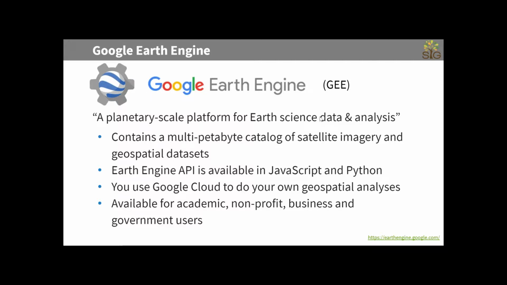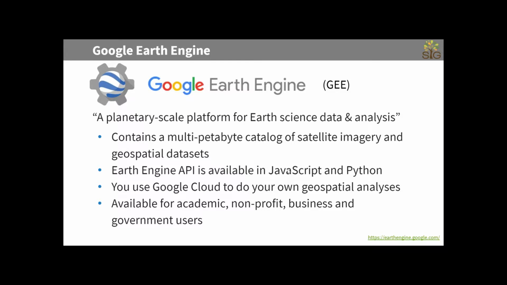So I don't need to explain in depth, but Google Earth Engine is what they call a planetary scale platform for Earth science and data analysis. It's a huge deal for geospatial analysis, because it contains a multi-petabyte catalog of satellite imagery and geospatial datasets. So every satellite imagery you can think of, like Landsat, Sentinel, climate data, everything is already stored in Google's servers. So we don't need to download anything, right? Everything is in Google's cloud.